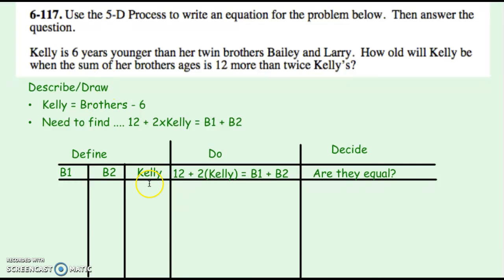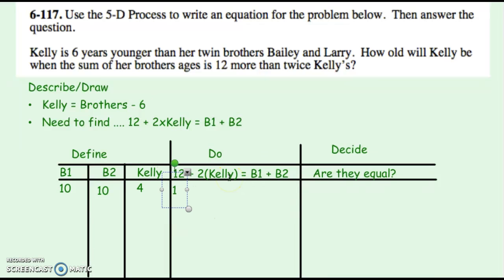Okay, so I know that I need to guess something, and Kelly is 6 years younger than her brothers, so I'm going to try something easy like 10 to start. I don't know if they're older or younger, but if I guess that her brothers are 10, Kelly is 6 years younger than that, so that would mean Kelly's 4.